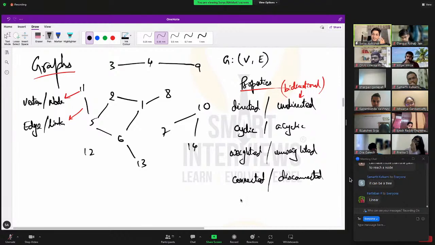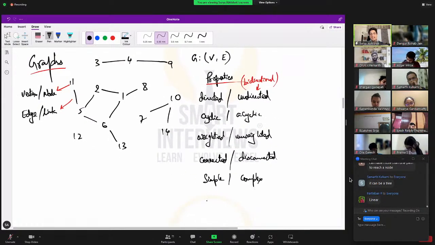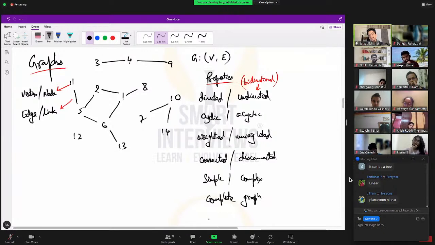Yeah. So a graph can be a simple or a complex graph. And a graph can be a complete graph, or if it is a directed graph, it would be a complete digraph. Planar or non-planar is completely different. It doesn't fall in this discussion. So these are the fundamental properties that a graph can have.